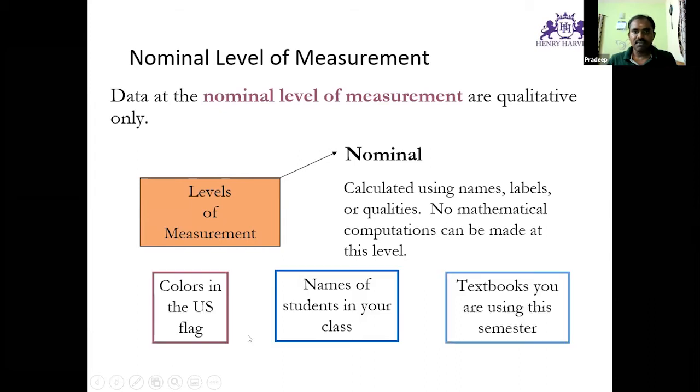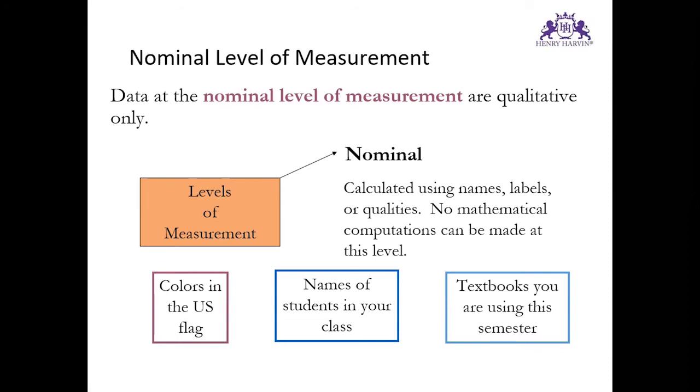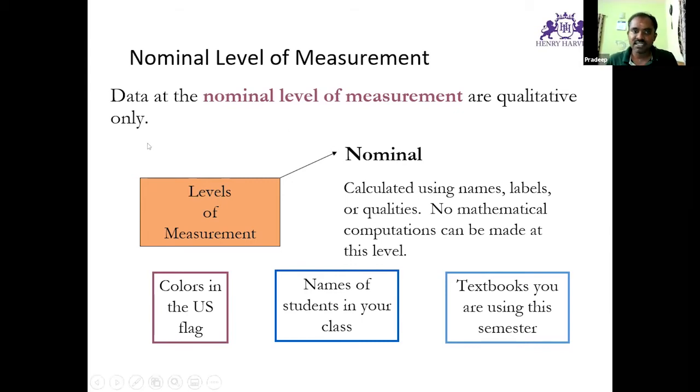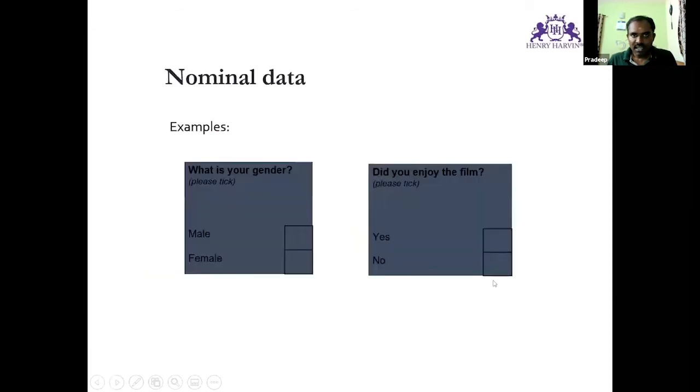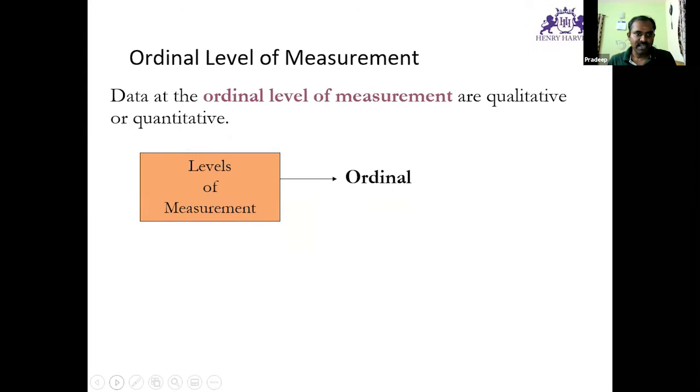For example, names of students: Bhargav, Shubranil, Sandhya, Anirudh, Sridhar. Can we have any interpretation from these names? No. We cannot say that because of my name, Pradeep is very bad, or Pradeep is very good. No mathematical interpretations can be made. It's more of a qualitative kind of data. In a survey form you might have seen, what is your gender? Male or female. Did you enjoy the film or not? That is the maximum we can have.